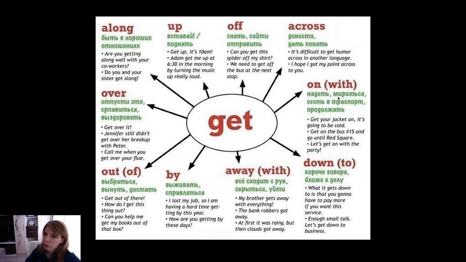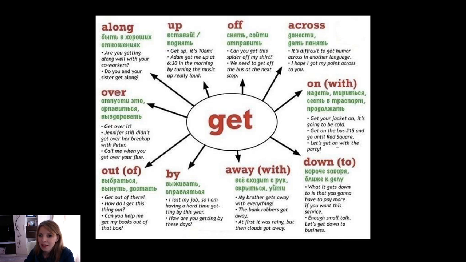Get on and get on with. So two meanings. Okay, let's have a look at the examples. It will be easier. Get your jacket on. It's going to be cold. Надень куртку, будет прохладно. So get on your jacket. Надень. Get on the bus number 15 and go until Red Square. Get on является в данном случае антонимом к фразовому глаголу get off. Get off, наоборот, сойти, get on, сесть на какой-либо вид транспорта. And the last one, let's get on with the party. Here we use get on in the same meaning as go on or continue. Давайте продолжим нашу вечеринку.